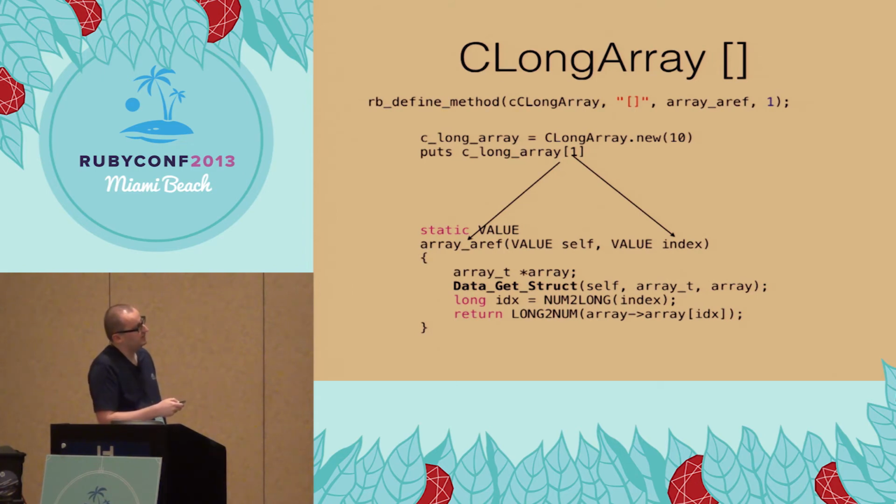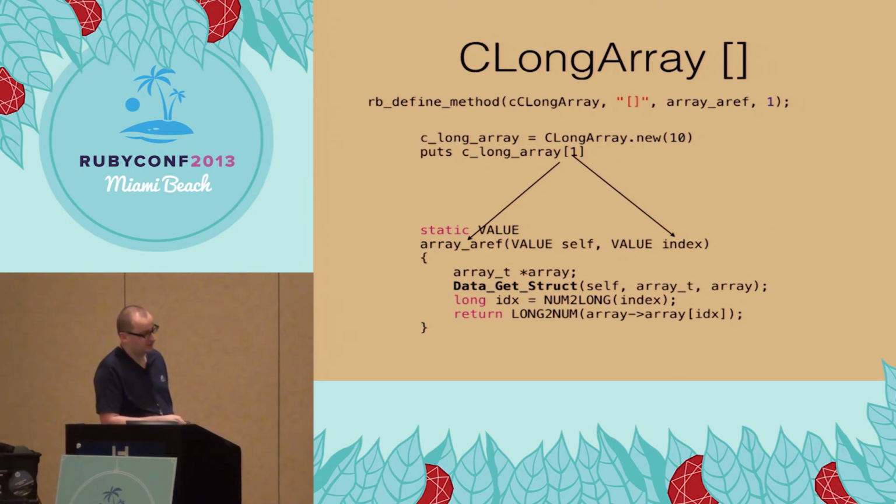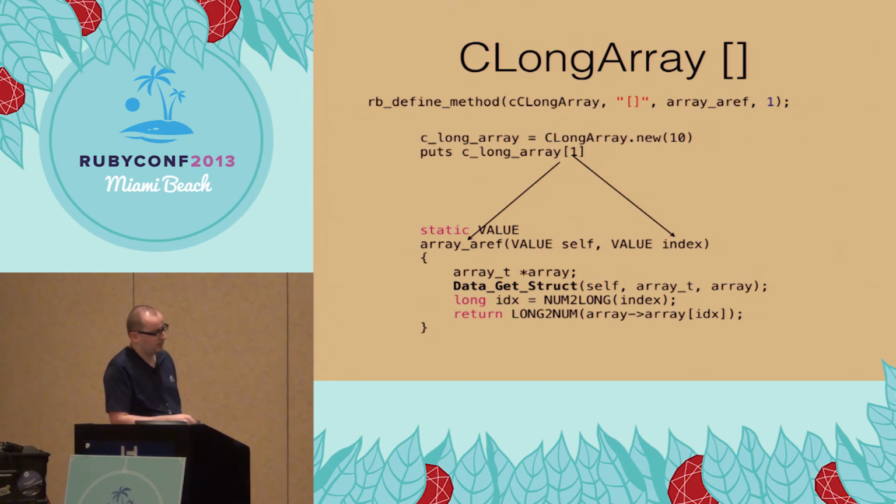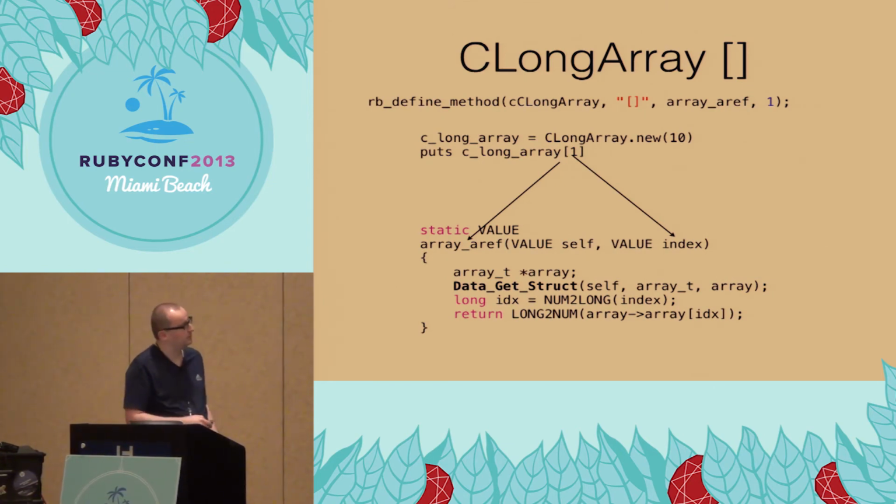And to access array elements, it works exactly like a Ruby array. You can just define this square brackets function, and it does the same thing. It extracts the pointer to the array, converts the index, which comes as a fixnum. You convert it to a long, and then we just access it through a pointer, and we convert it back to a fixnum, and we send it back to Ruby.